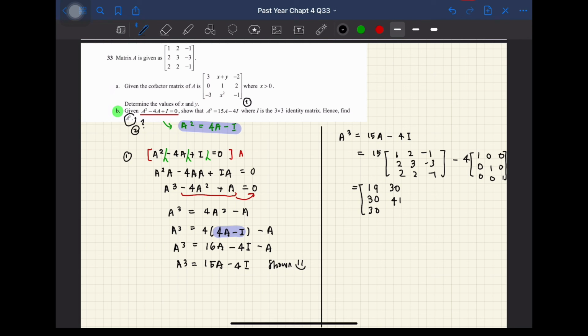Okay, so I think the first one is not 19. 15 tolak 4, it's supposed to be 11. And then 15 times 2 is 30, another 30. So 15 times negative 1 is negative 15, and then 15 times negative 3 is negative 45. So 15 times negative 1 is negative 15 minus 4, negative 19. Okay, this is your final answer.